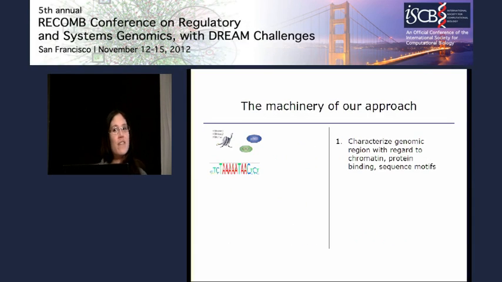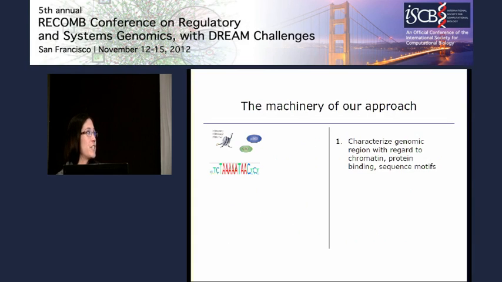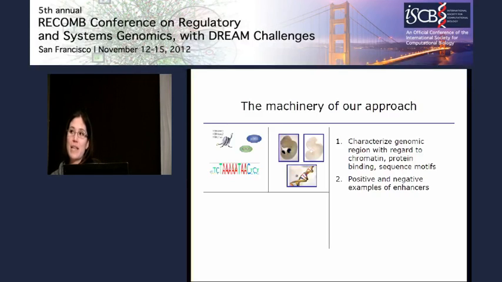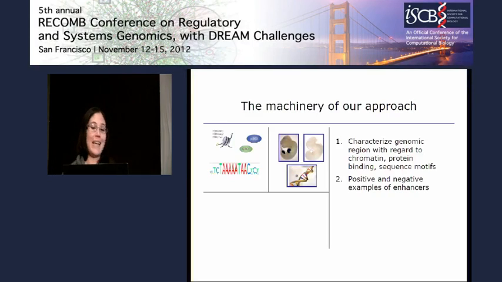So the machinery of our approach is based on the idea that you can characterize every genomic region with regard to chromatin, protein binding, and sequence motifs, thanks to all these genome-wide data sets. And we have it from many, many different cell types. And as you can imagine, for a question like mine, finding developmental heart enhancers, a lot of the ENCODE data isn't going to be exactly right. However, we have some good examples of what these enhancers really look like.